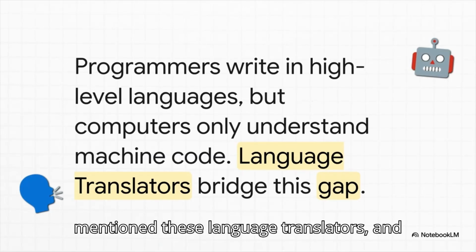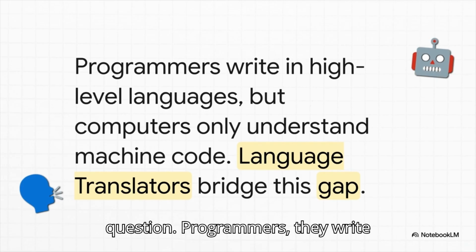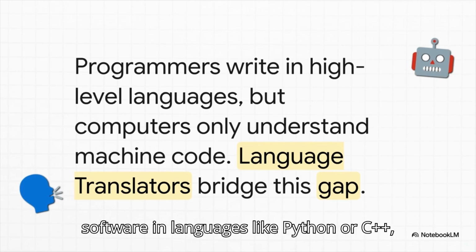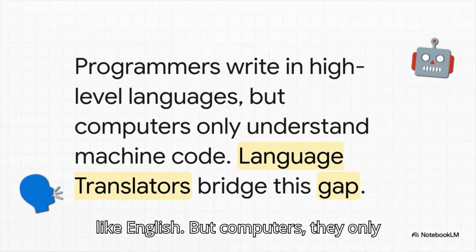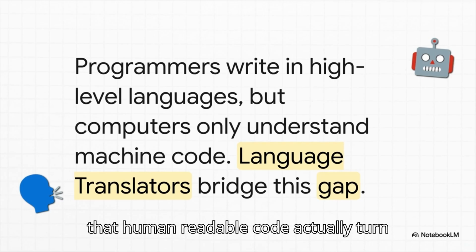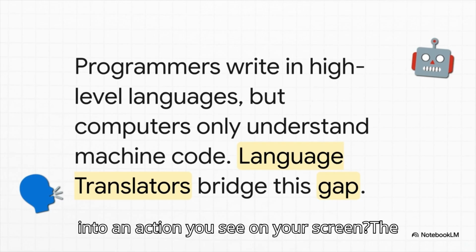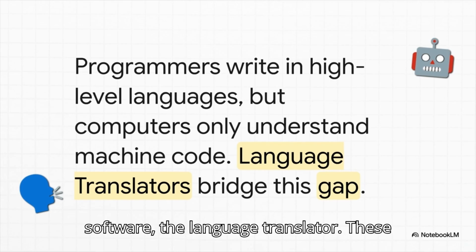So I just mentioned these language translators, and it brings up a really interesting question. Programmers, they write software in languages like Python or C++, which look a little bit like English. But computers, they only understand ones and zeros. So how does that human-readable code actually turn into an action you see on your screen? The answer is that critical piece of system software, the language translator.